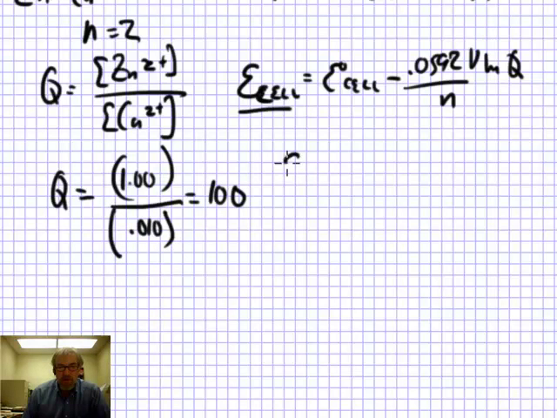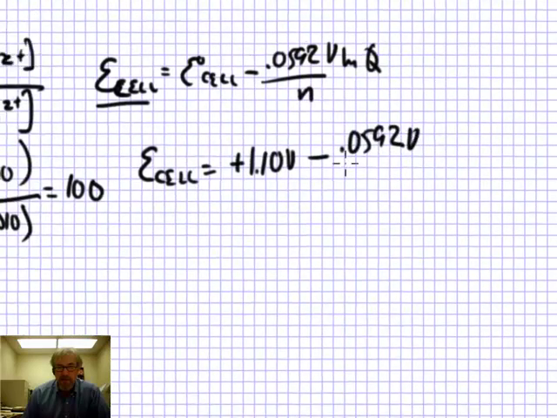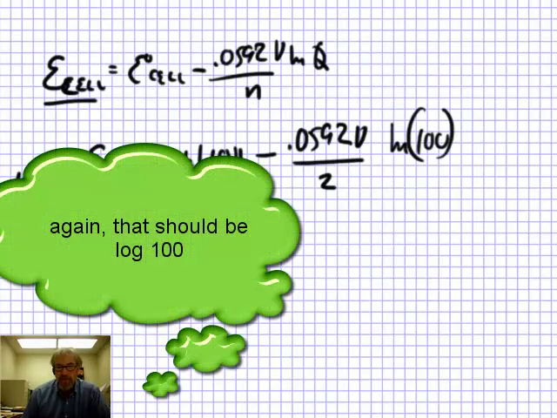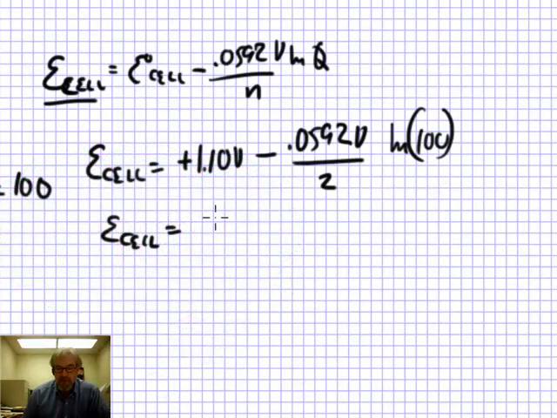So our cell potential under these conditions is going to be equal to the standard cell potential, which we have determined is positive 1.10 volts, minus 0.0592 volts over N, which is 2, times the natural log of 100. So that means E cell under these conditions with these concentrations is equal to positive 1.04 volts.